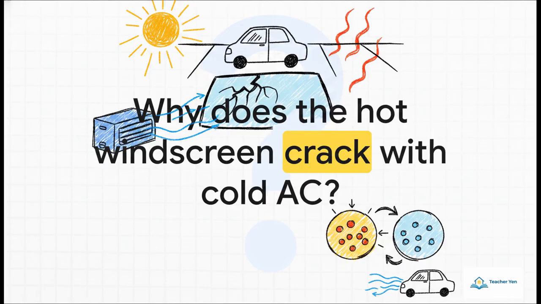Now remember the rule about matter expanding and contracting. The sudden shock of cold air causes rapid, entirely uneven contraction of the solid matter. The inside layer of the glass cools and shrinks instantly, while the outside layer is still hot and expanded. That immense physical stress literally rips the structure apart, and the windscreen cracks.